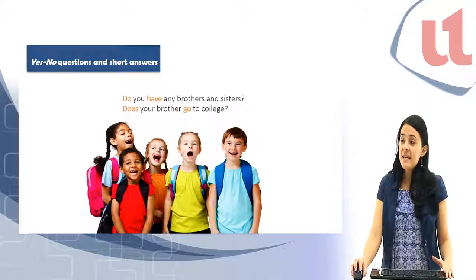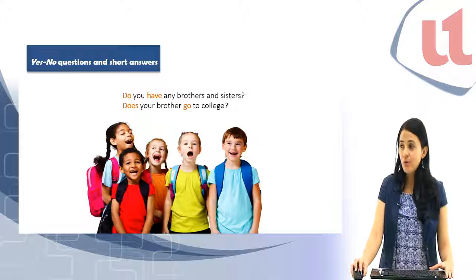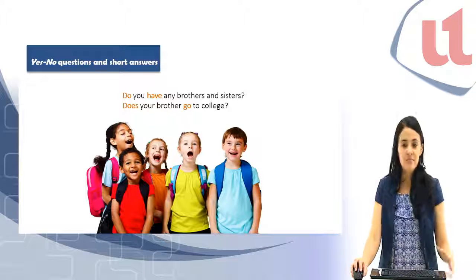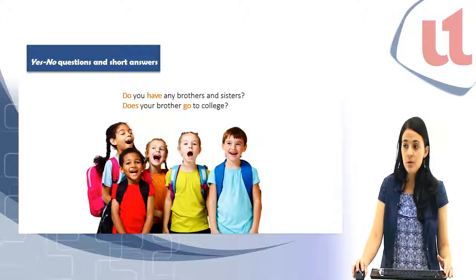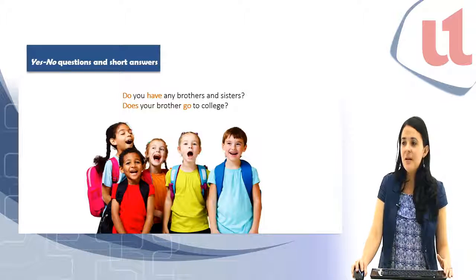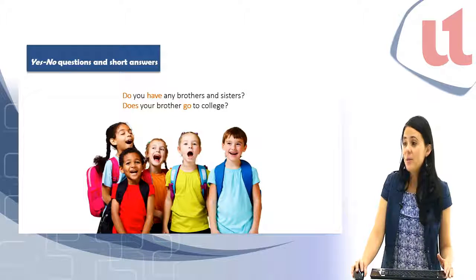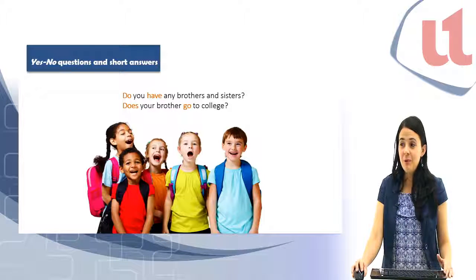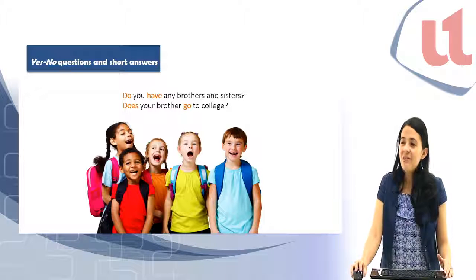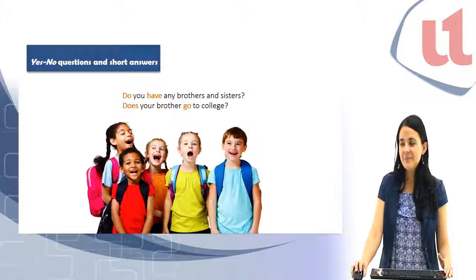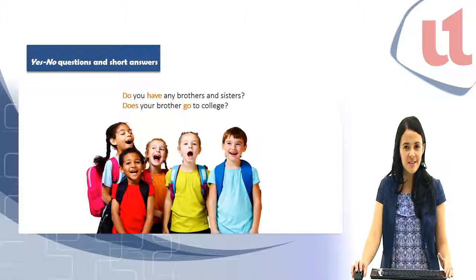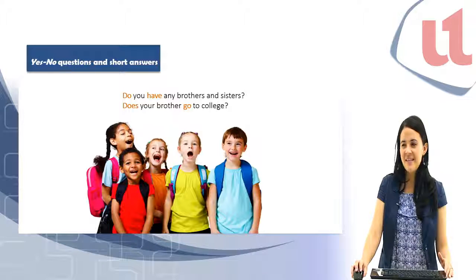To ask yes-no questions, we use do or does plus subject, noun or pronoun, plus a verb. Para hacer preguntas cerradas, utilizamos do o does más el sujeto, que puede ser un sustantivo o un pronombre, más el verbo. For example, do you have any brothers and sisters? ¿Tiene usted hermanos o hermanas? Does your brother go to college? ¿Va su hermano a la universidad?